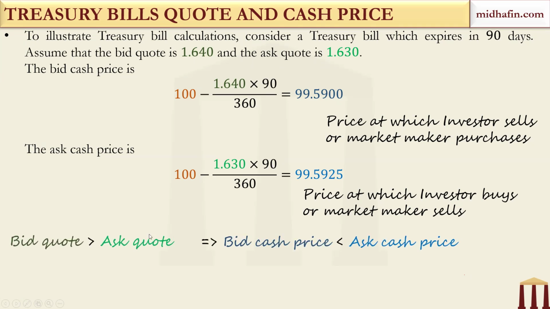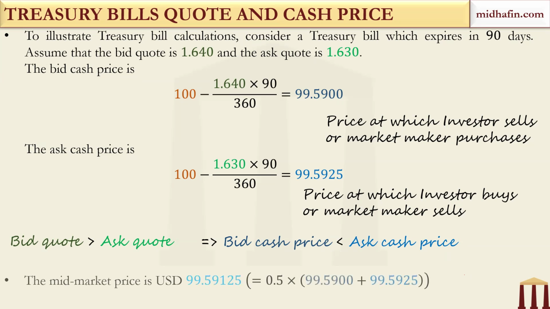Always remember. Next, the same thing that I mentioned: when you see the quotes, the bid quote was greater than the ask quote. But when we calculated the prices, the price that we actually end up paying, we see that the bid cash price is actually less than the ask cash price, thereby giving the dealers a commission. The market makers a commission.